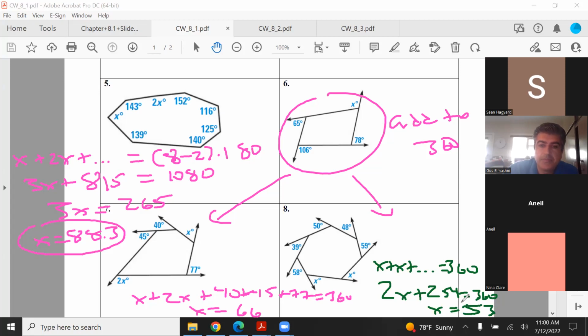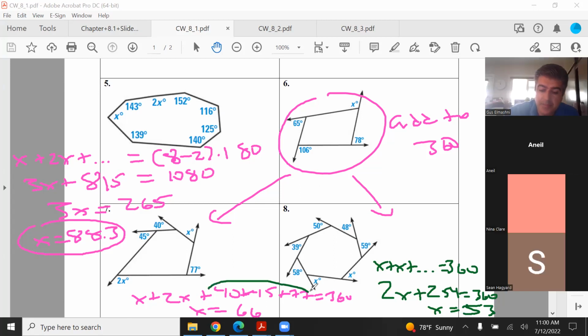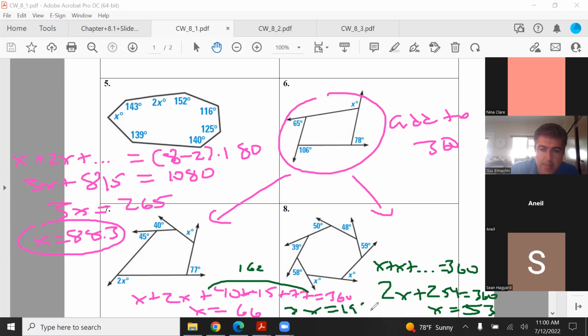Sean, go ahead. How did you get x equals 66, the part on your calculator? I added these up and then moved it over to the other side. So 40 plus 45 plus 77, all that adds up to 162. So I moved that over to the other side, 360 minus 162. So I get 3x equals 198. And then divide by 3. That's why I got 66. So remember, when you have the exterior angles, all of them add up to 360. So you set up an equation, solve for x.